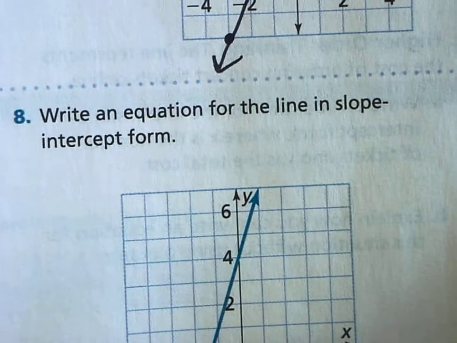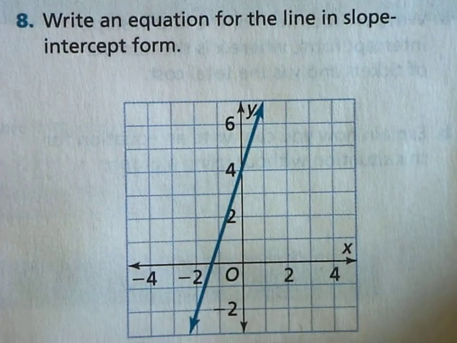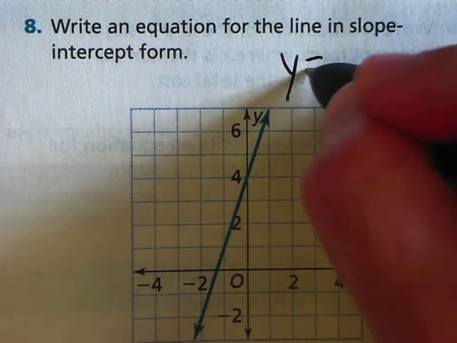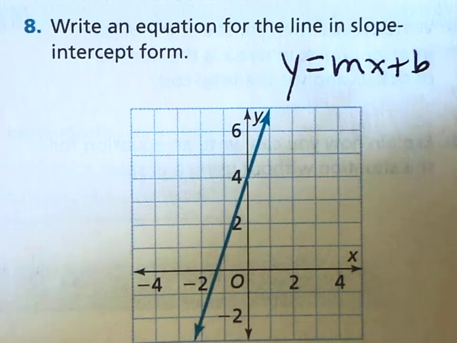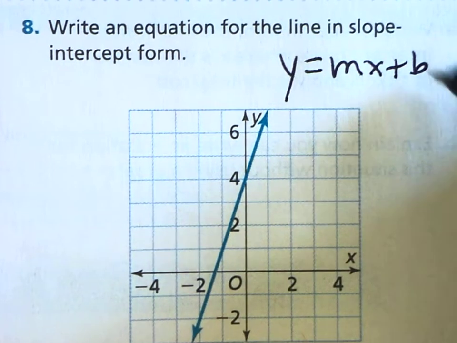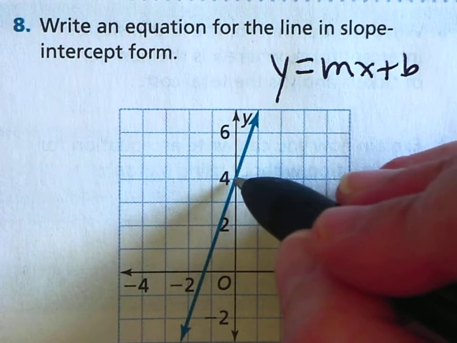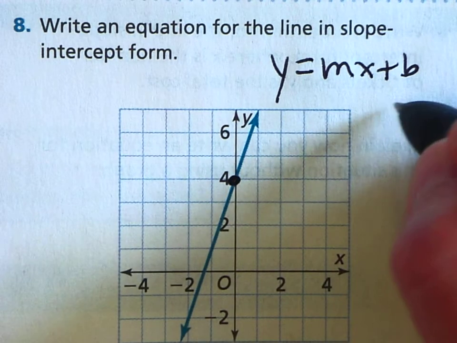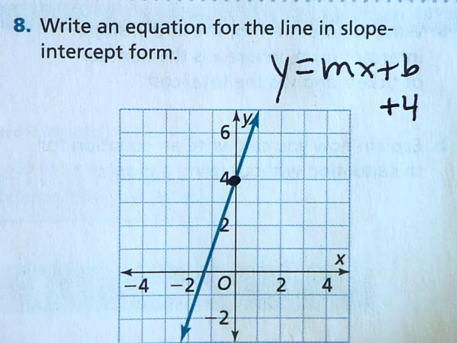Okay, so let's try that again. Write an equation for the line in slope-intercept form. y equals mx plus b. Folks, let's find the initial value where the line touches the y-axis. It is touching right there at positive 4. So this should say positive 4 at the end.